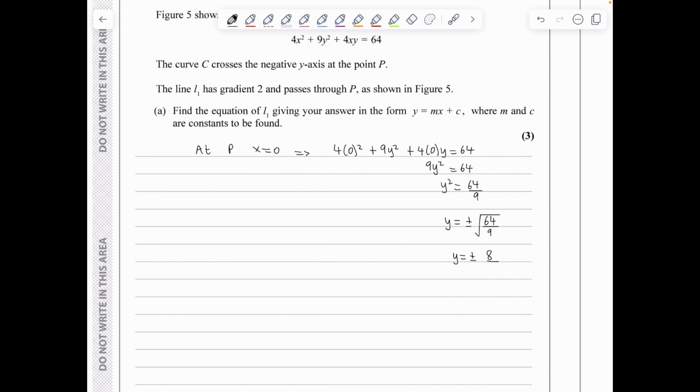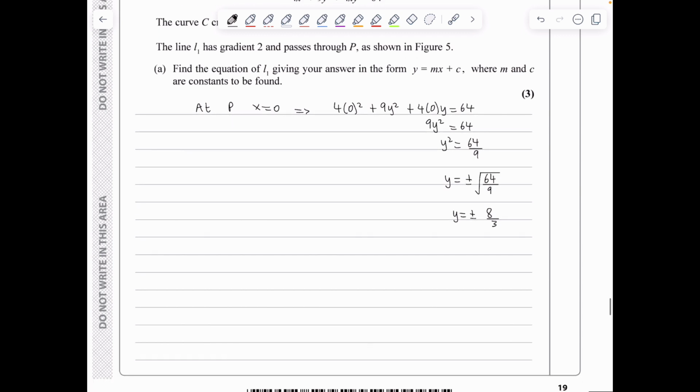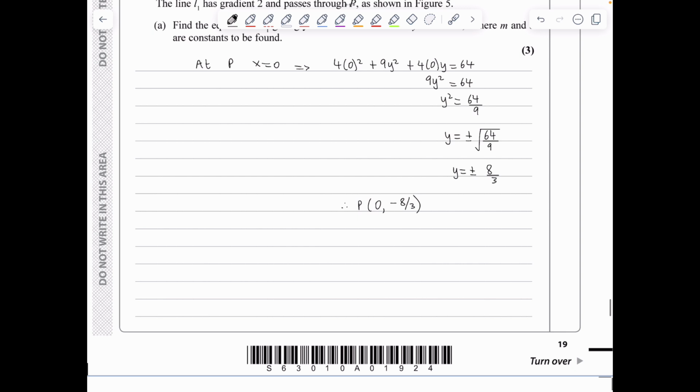Now we know we are cutting the negative y-axis, and therefore we conclude that point P has coordinates 0, minus 8 over 3. Now this happens to be the y-intercept of the line L1, for which the gradient has been given to be 2, and therefore we conclude that the line L1 has equation y is 2x minus 8 over 3.